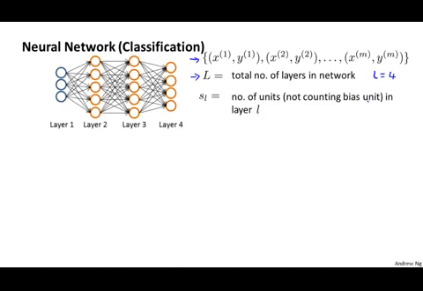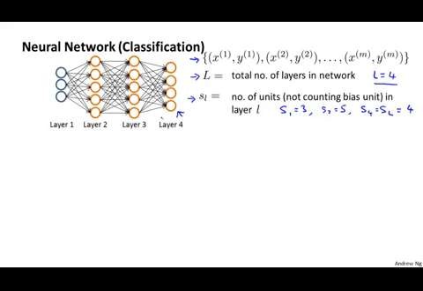And I'm going to use S subscript L to denote the number of units, that is the number of neurons, not counting the bias unit, in layer L of the network. So for example, we would have S1, which is the input layer, has 3 units, S2 in my example has 5 units, and the output layer S4, which is also equal to SL because capital L is equal to 4, the output layer in my example on the left has 4 units.